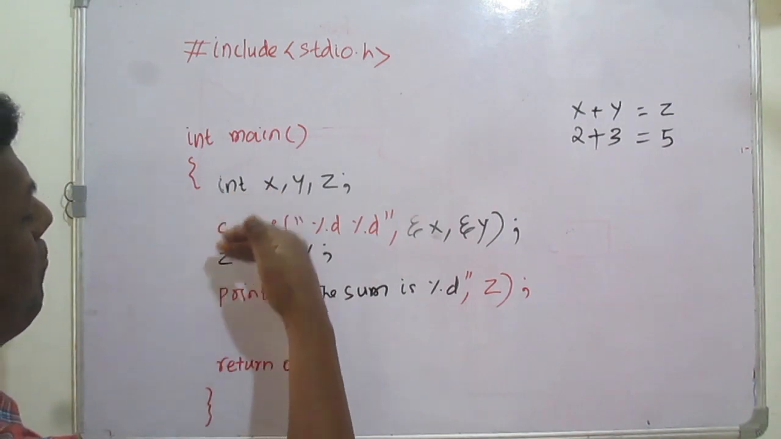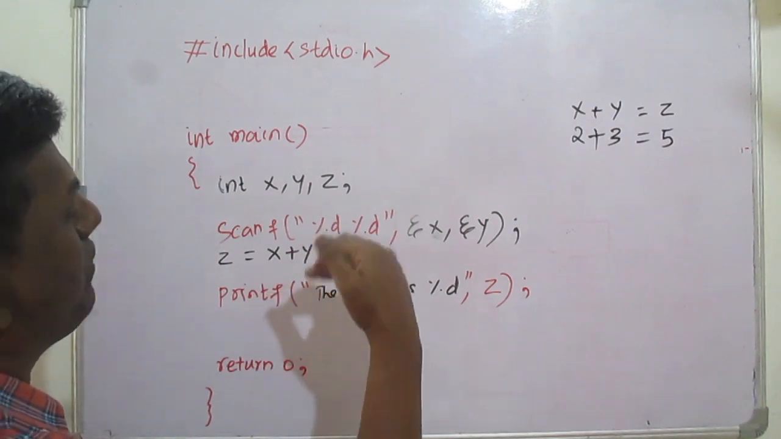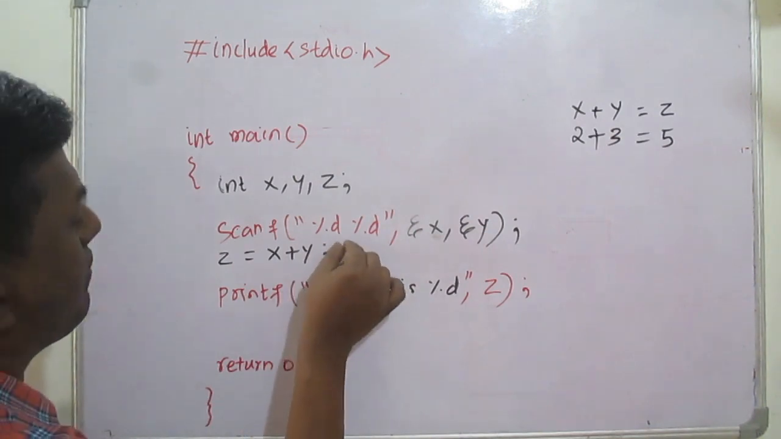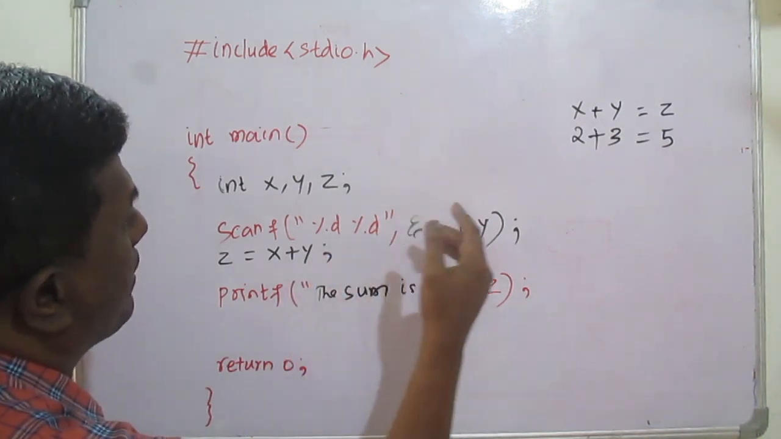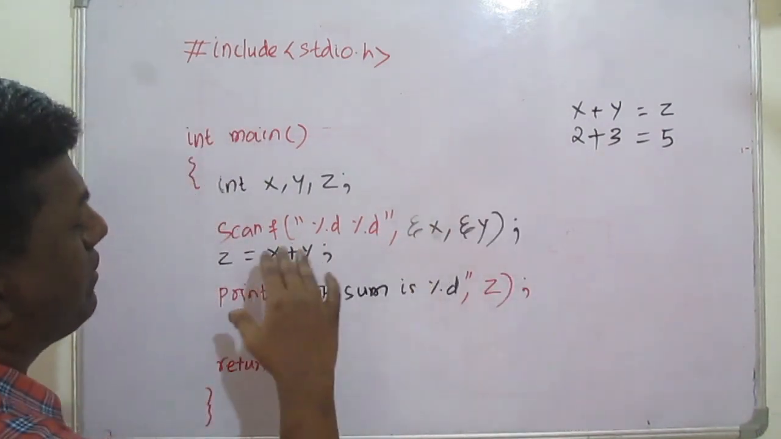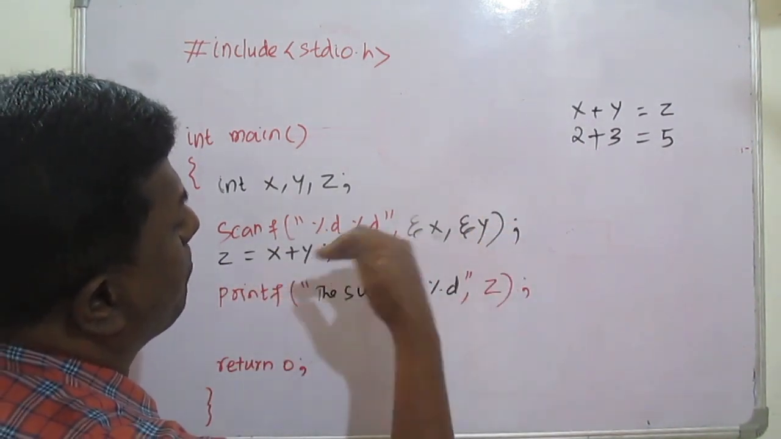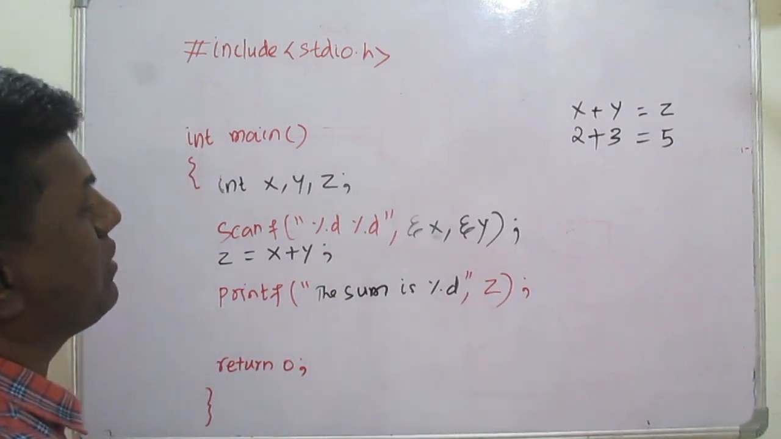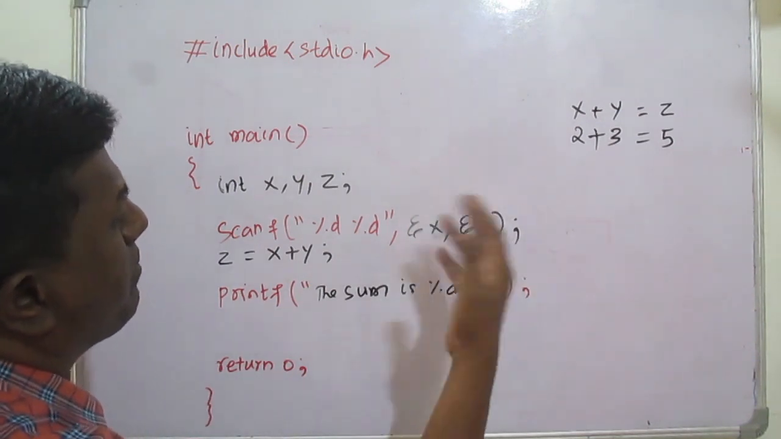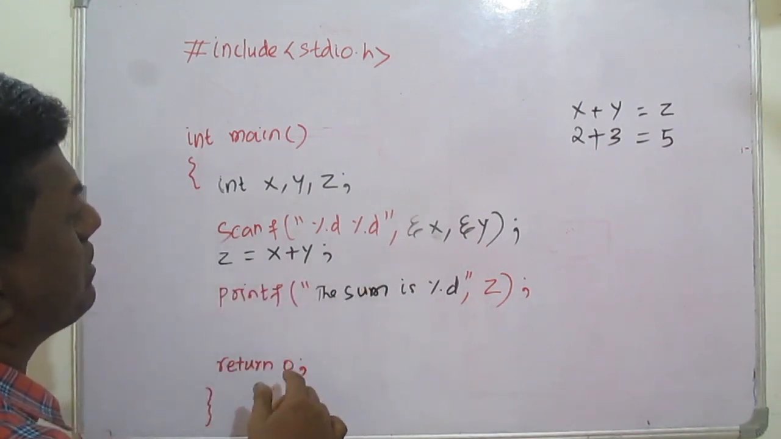Even one more statement we can have: enter two numbers. In the display screen, enter two numbers will be displayed, and after that we can enter the two values, 2 and 3. That way it is reading all the data and storing it in the memory. We have to understand that &x and &y represent the memory address of the variable. So this is called runtime initialization.